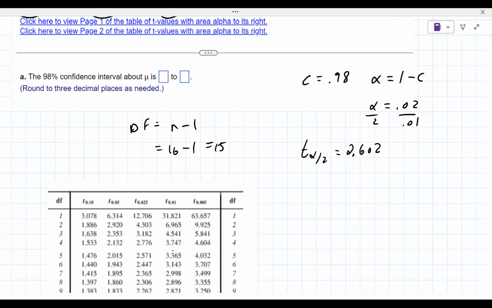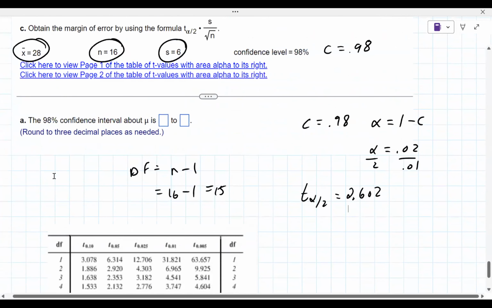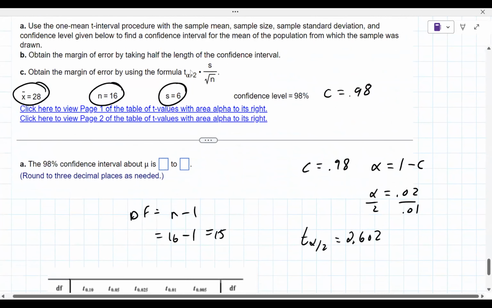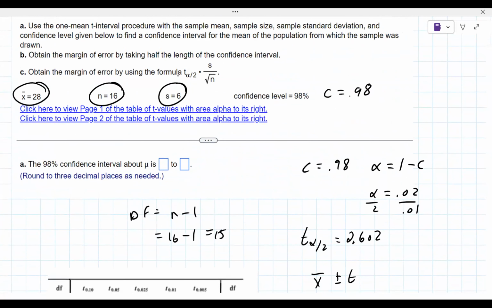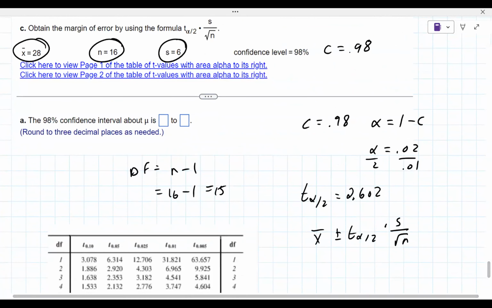The reason we need that number is to do this confidence interval. This confidence interval is using this margin of error. So it's X bar plus or minus T alpha divided by 2 times S over the square root of N. You have all these values. The X bar is 28 plus or minus 2.602 times 6 over the square root of 16. These are going to give you the two numbers for your confidence interval. I know I'm rushing through this a little bit, but I want to make sure we get this done for this lesson here today.